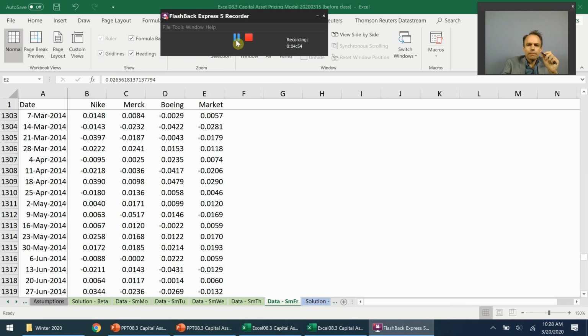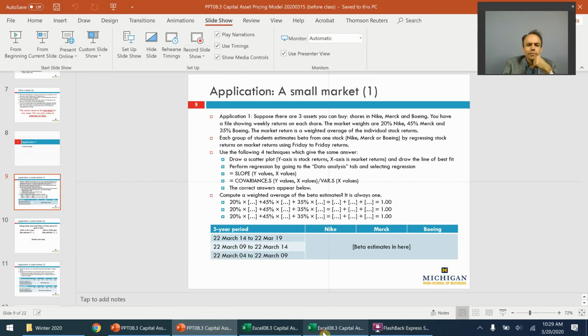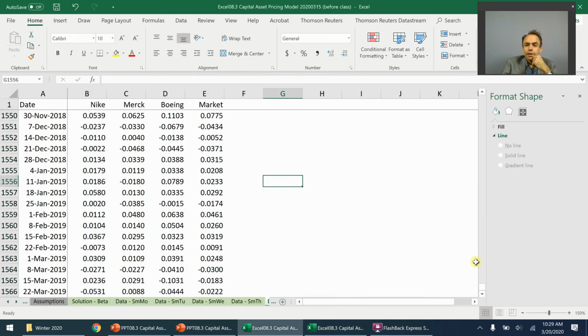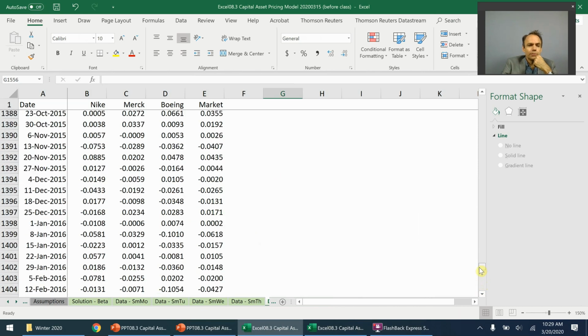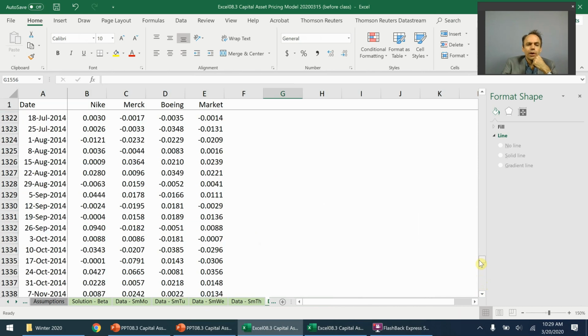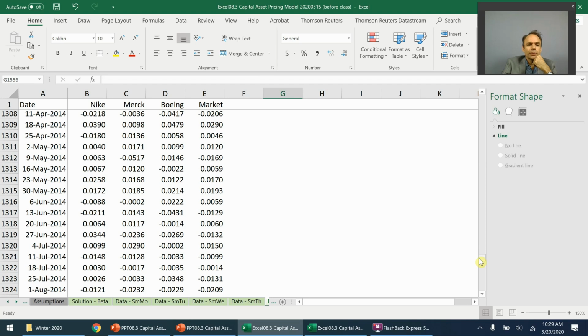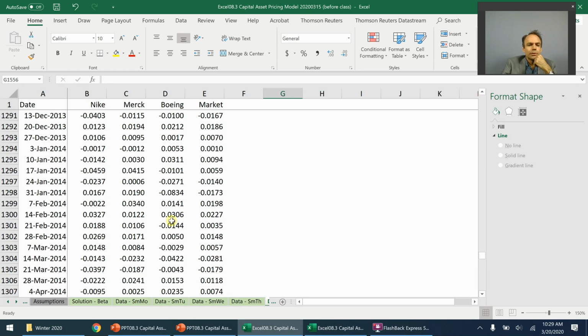So looking at my scatter plot, I'm going to find the data period from March 2014 to March 2019, and I'm going to highlight some cells. I'm going to go to March 28, and I'm going to highlight all the cells for Nike, and I'm going to use some shortcuts here. I'm going to use Control-Shift-Down to highlight all of those cells.